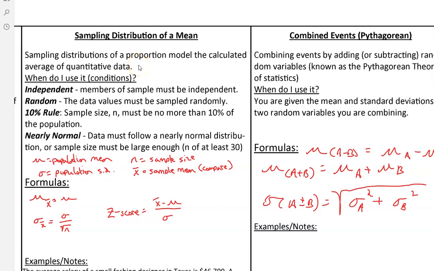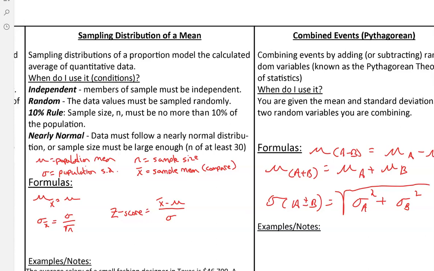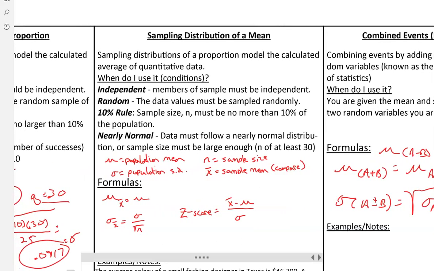Okay, so the next type of problem we're going to run into is a sampling distribution of a mean. This is when they give you the mean and they give you a sample. They'll say we sampled this many, and we're going to compare the two and see how far away the sample mean is from the actual population mean.